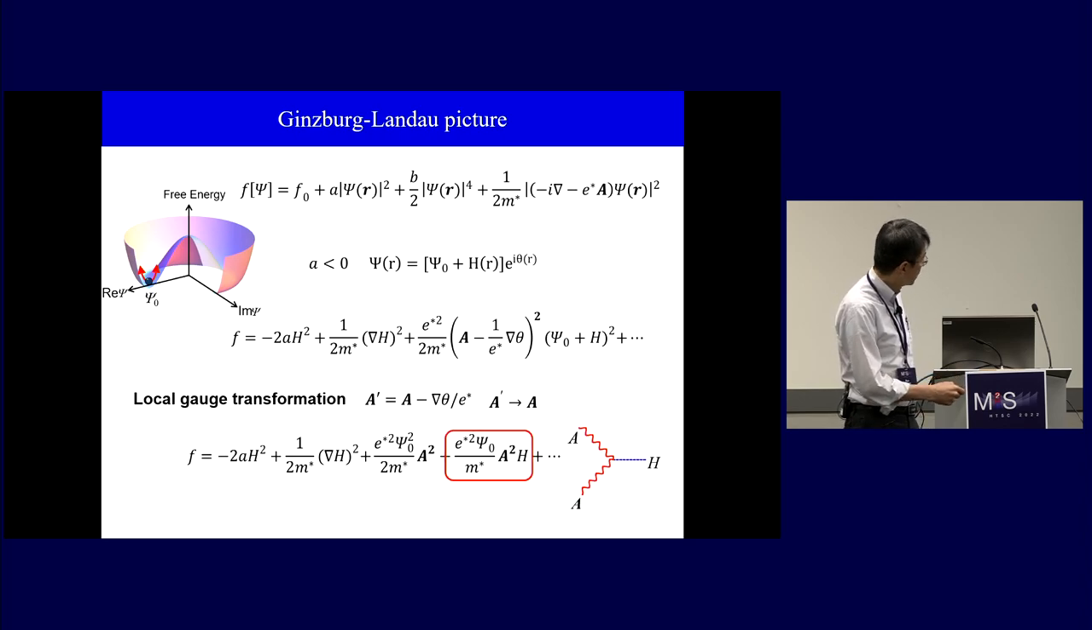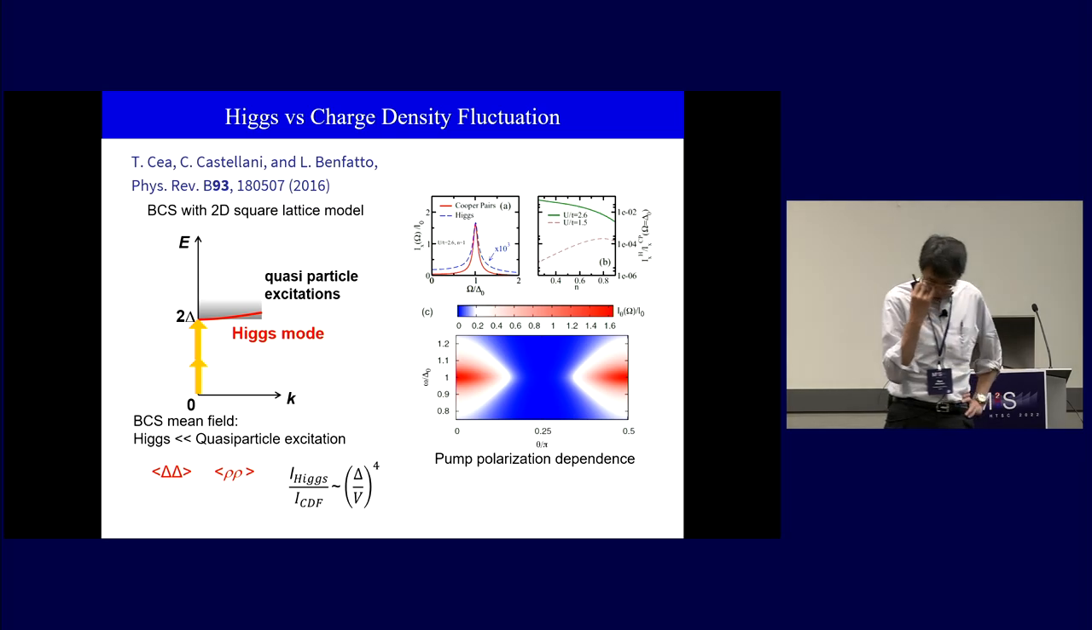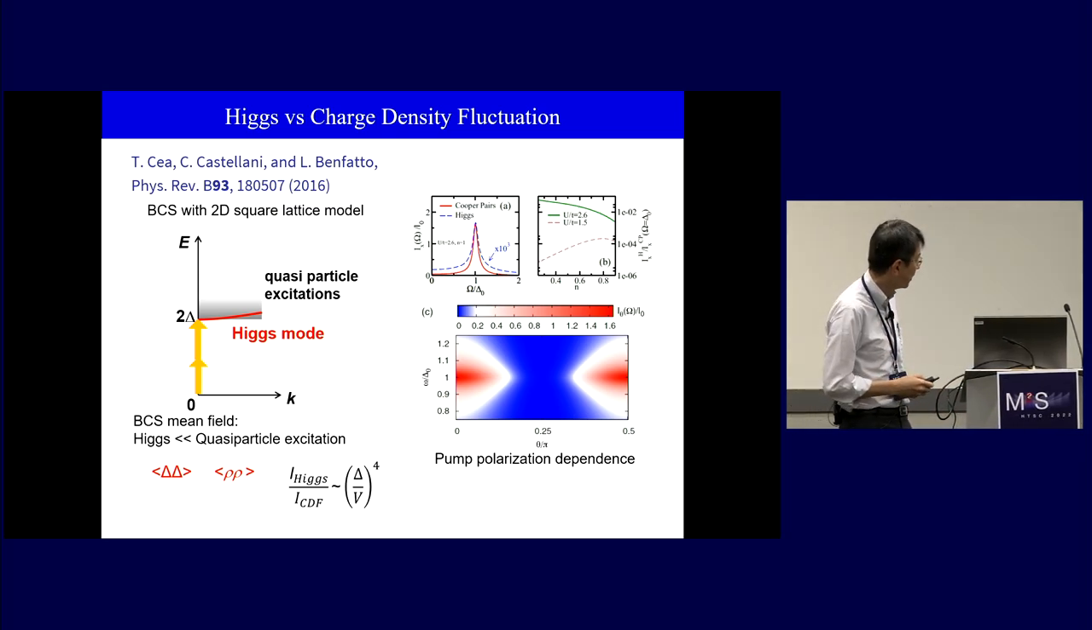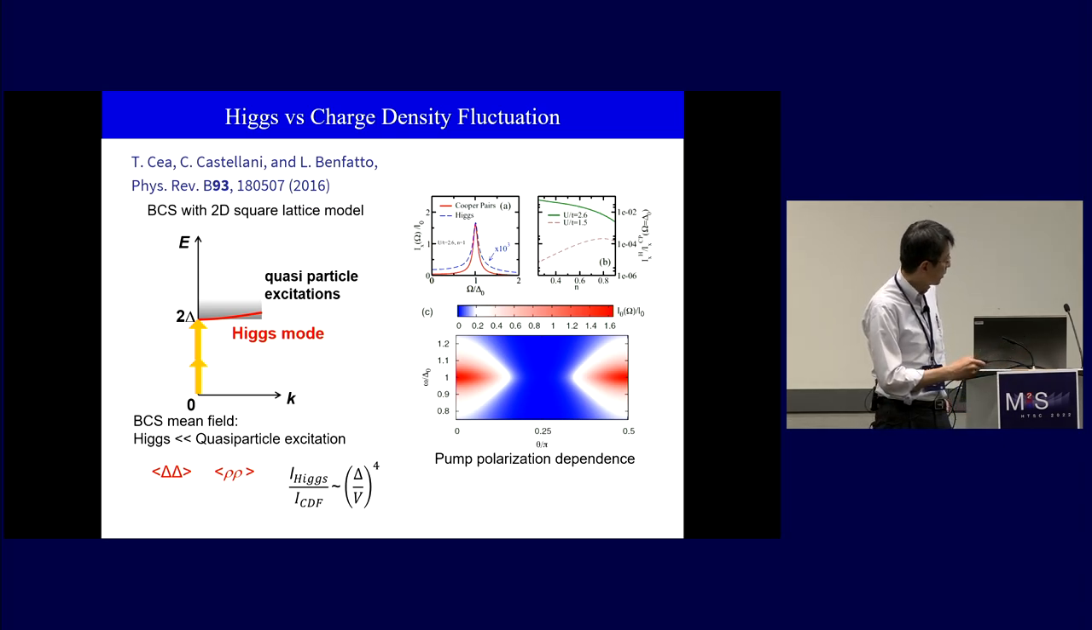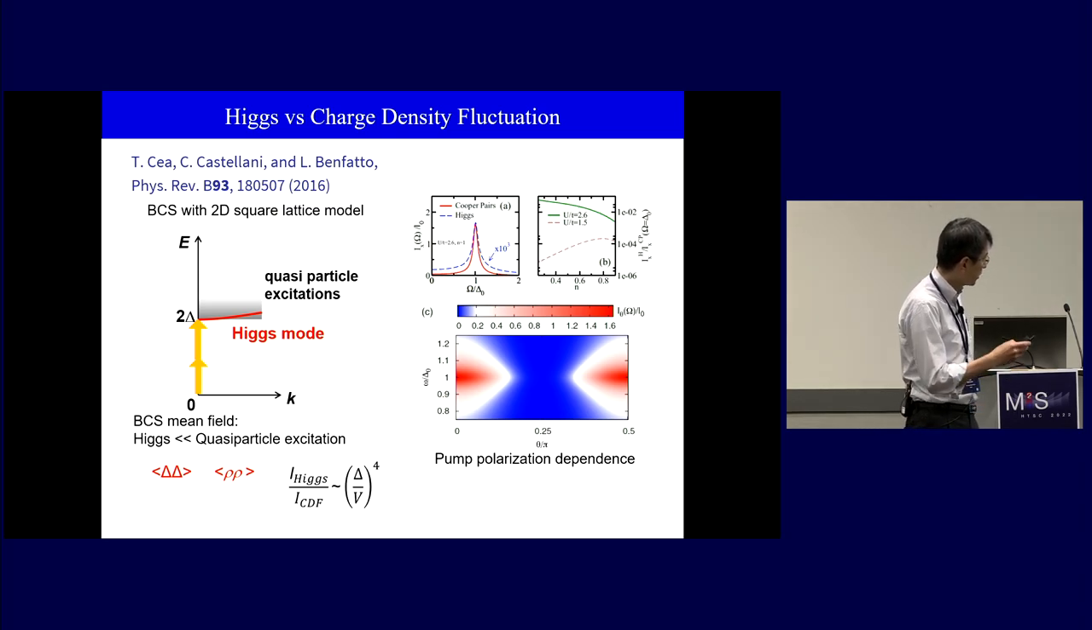But after that, there was a long discussion with Lara's group, and Lara Benfatto, who is here, pointed out that there is a contribution of the quasiparticle, because the energy of 2 delta exactly coincides with the quasiparticle excitation. And in the clean limit BCS model, this quasiparticle contribution is much larger than the Higgs. But at the same time, she pointed out a very important aspect: in the case of the quasiparticle, it is highly polarization dependent with respect to the crystal axis.